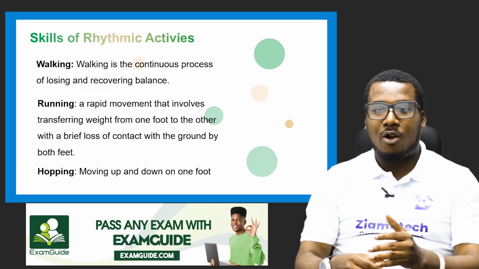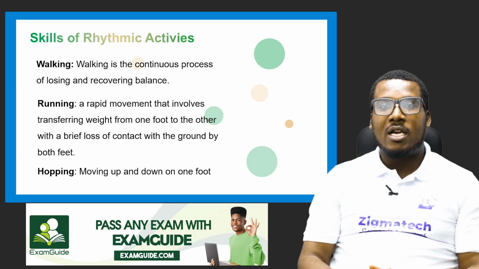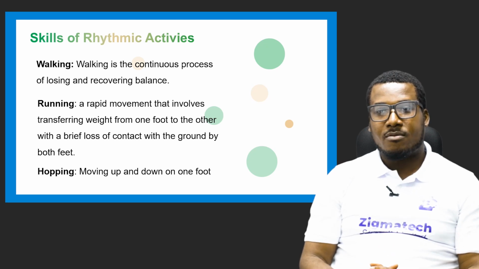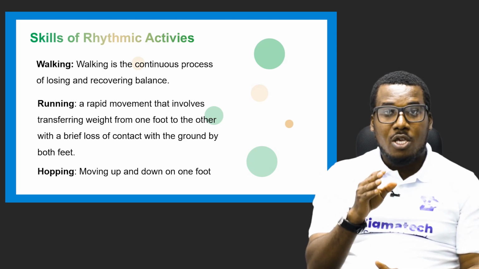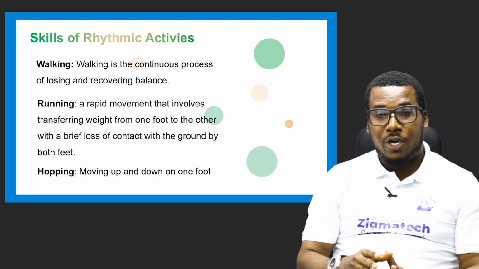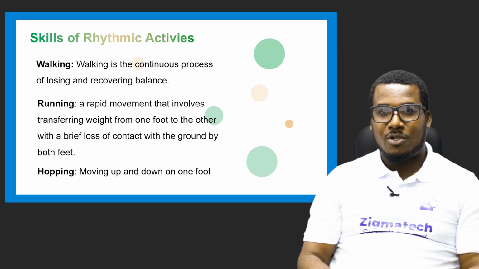The contact with the ground with both feet. Now we have another one that's known as hopping. With this one, you give me an example of an animal that hops. With this one, moving up and down on one foot. There's an animal that is prone to hopping.